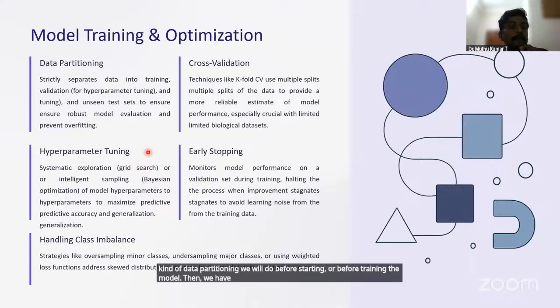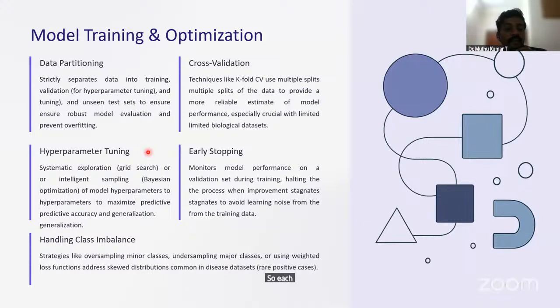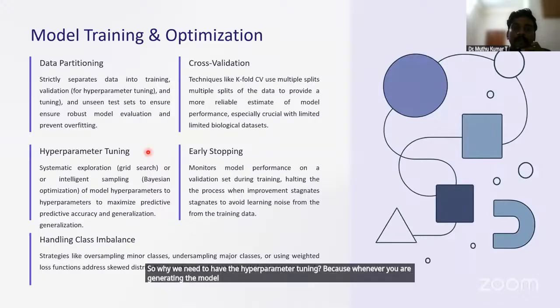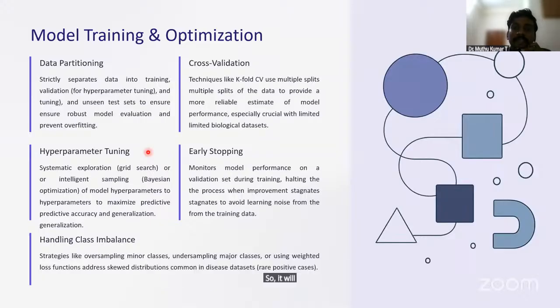Then we have the hyperparameter tuning, with each model having its own specific parameters. Why do we need hyperparameter tuning? Because whenever you are generating a model, it will take the standardized, default parameters to give you the predictions. So why is that fine tuning needed?